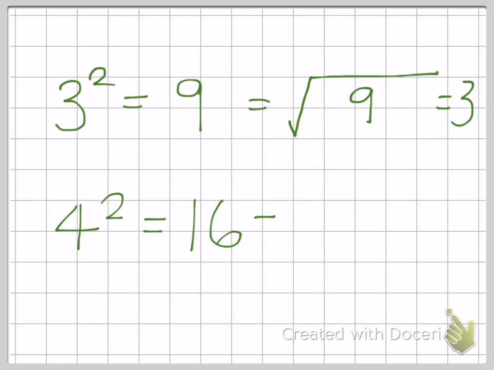This example, find the square root of 16. Which number do we have to times by itself to get 16? Of course, if you know your square numbers, that will be 4.